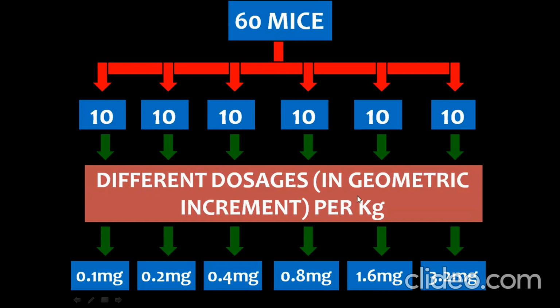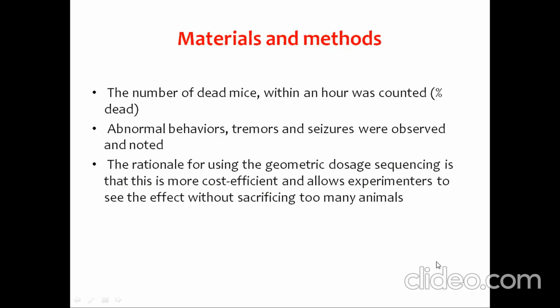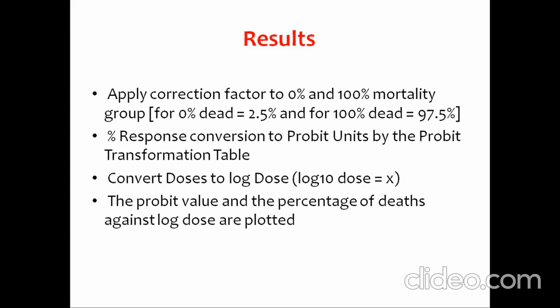With geometric increments in milligram per kg, we give the dosing to them. For example, we start with the very lowest, that is 0.1, then 0.2, 0.4, 0.8, 1.6 and 3.2, like that. The number of dead mice within 1 hour was counted. Abnormal behavior, tremors, and seizures observed need to be noted. What is the rationale for using the geometric method? Because it is cost effective and allows the experimenter to see the effect without sacrificing many animals.